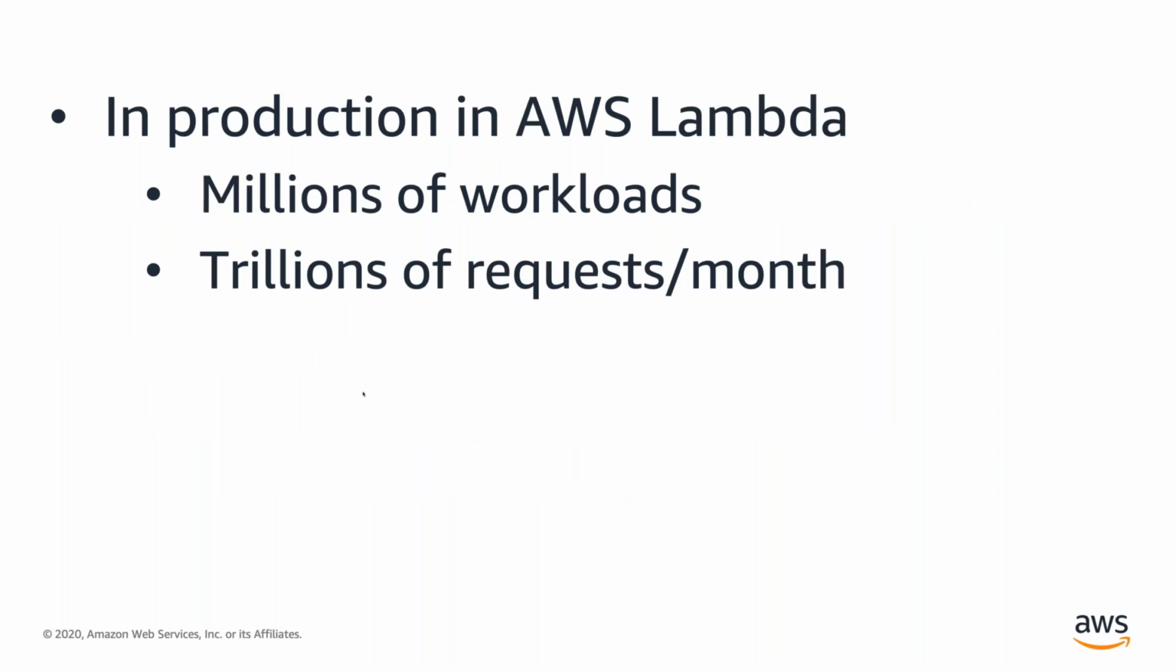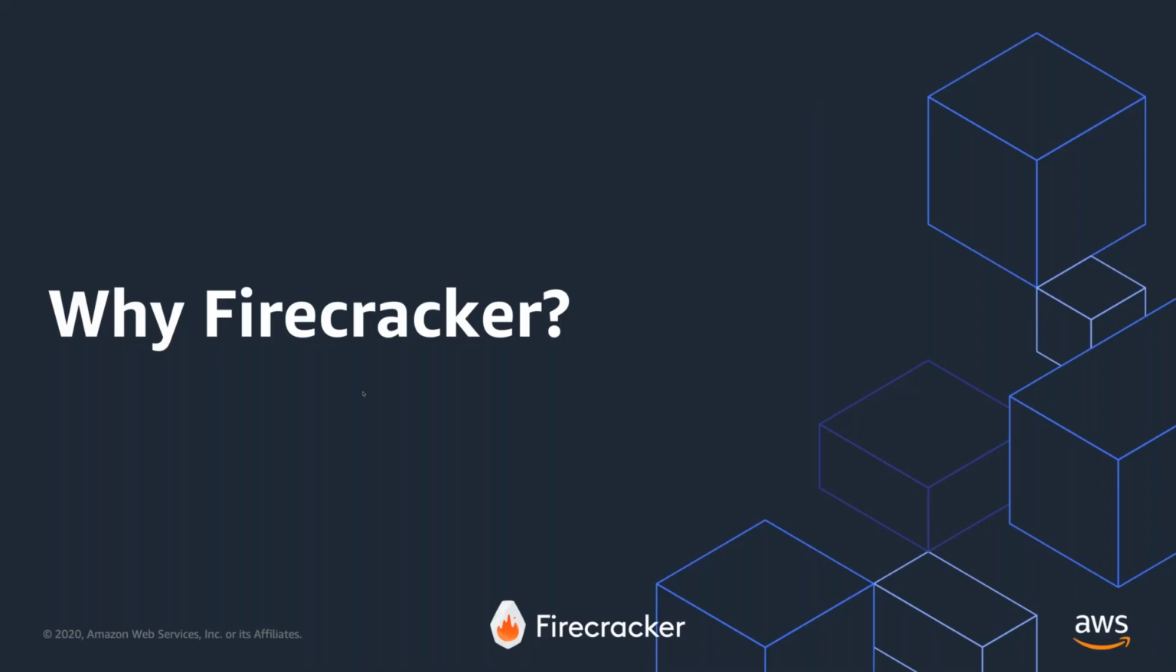Firecracker is in production today in AWS Lambda. This is our serverless function service. In production in AWS Lambda, we are handling millions of concurrent workloads on top of Firecracker, and that is trillions of requests per month. Sometimes my team jokes that we think we've started more VMs in AWS Lambda in the last 18 months that we've had this in production than everyone else has started in the history of virtualization, such is the scale that we use this at.